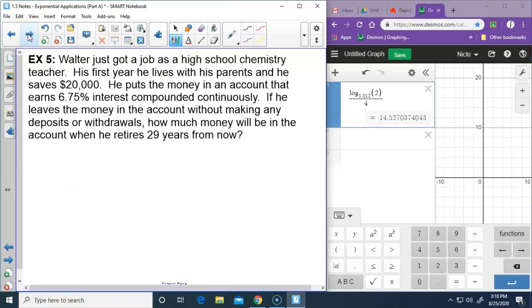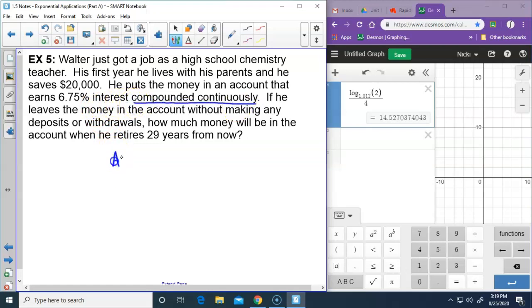Walter just got a job as a high school chemistry teacher. His first year, he lives with his parents, and he saves $20,000. He puts the money in an account that earns 6.75% interest compounded continuously. If he leaves the money in the account without making any deposits or withdrawals, how much money will be in the account when he retires 29 years from now? So he saves $20,000 this very first year, and he is getting interest compounded continuously.